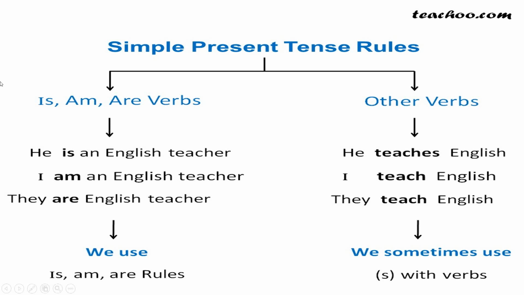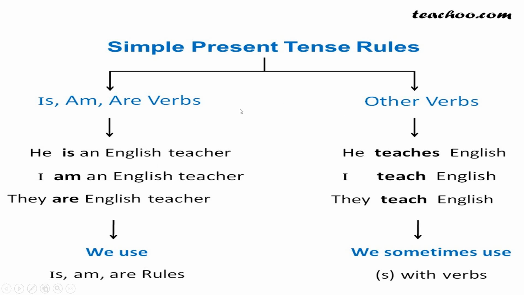Let's see the examples. He is an English teacher. Like he is singular, so we have used is. I am an English teacher. With am, we can only use I. They are English teachers. Like they, it is plural, so we have used are. So, children, what happened? We use is, am, and are for simple present tense.